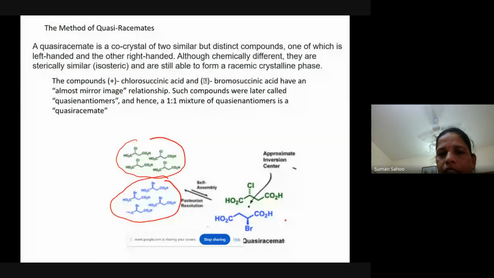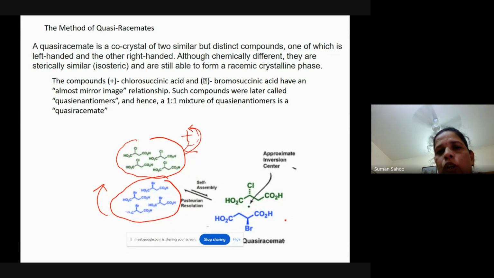So when we just mix these two, they form a compound. Actually, they form a solution. Such compounds are known as quasi-racemates. If this one is dextrorotatory in this direction, this one is levorotatory. These are similar but not the same compound.